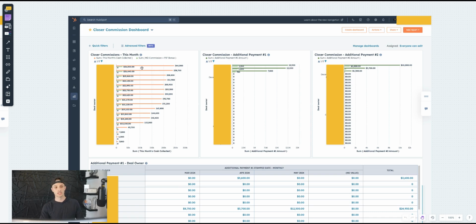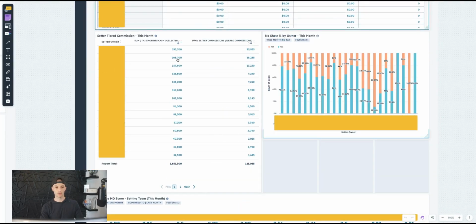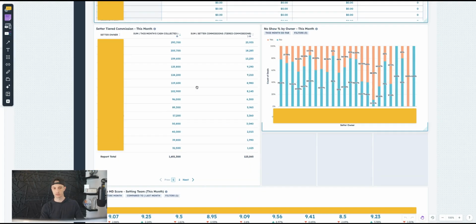Okay. So this is the cash collection. This is the total aggregate across their bonuses as well as their follow-up payments. So, payment plans, right? And their commissions. Okay. Then we have additional payments, and then we have our setter tiered commission. So same thing for them. They have tiered commission, but they also have to have a show rate above a certain percentage to get those tiers. Okay, so again, a data set, right?